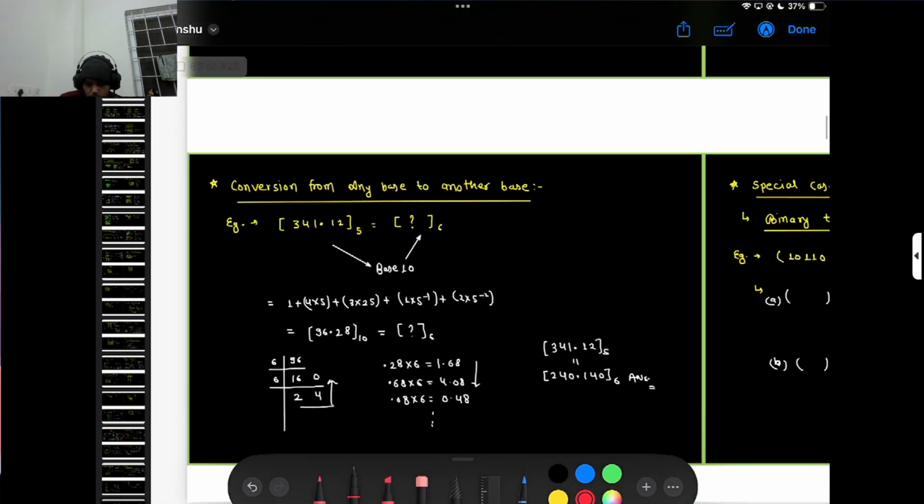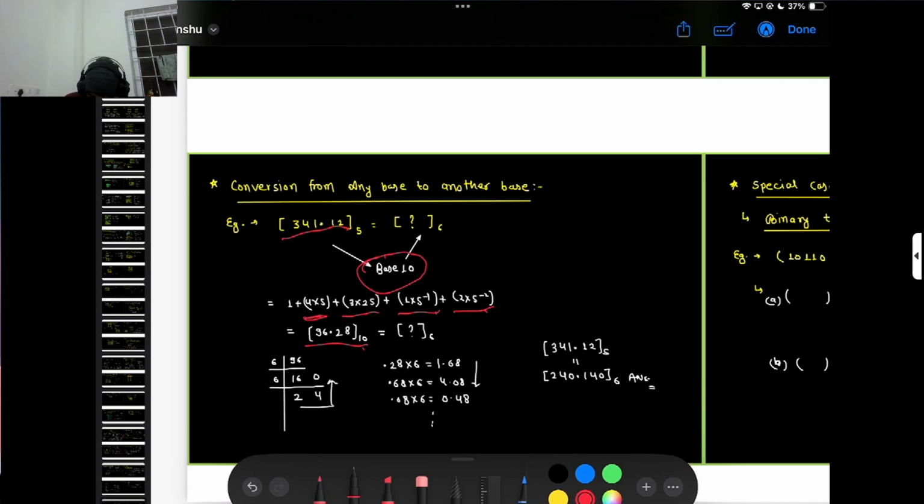Conversion from any base to other base. So we can use base 10 as a mediator, and convert this number into the other base. How can we do it? This number we converted into base 10: 1 plus 4 into 5 plus 3 into 25, like 5 square, plus 1 plus 5, so that's the way we got this number.